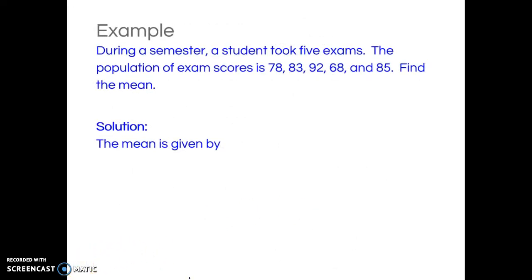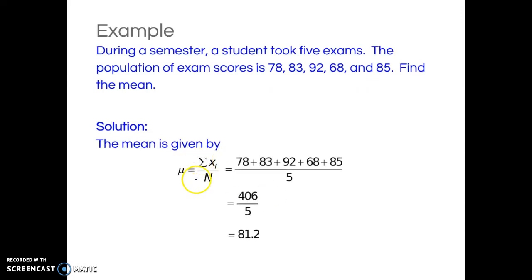So let's look at this example. During the semester, a student took 5 exams. The population of exam scores is 78, 83, 92, 68, and 85. Find the mean. So we're going to use mu because mu stands for the population mean, and this is a population of exam scores because this is all of the exam scores that the student took, so it's the entire collection of that student's exams. So it's not a sample, since it's the entire collection, it's a population, so we will use mu.